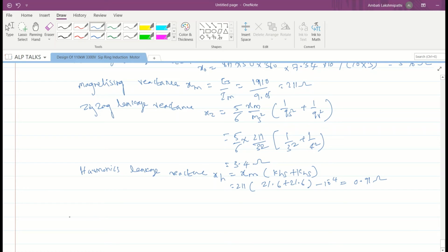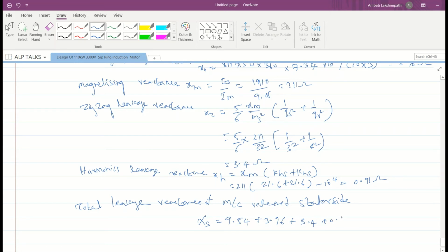Total leakage reactance of machine, referred to the stator side. XS is nothing but the gap value 9.54, and 3.96, and 3.4, and 0.91. So the total value comes to be 17.81 ohms. So let's calculate resistance also.